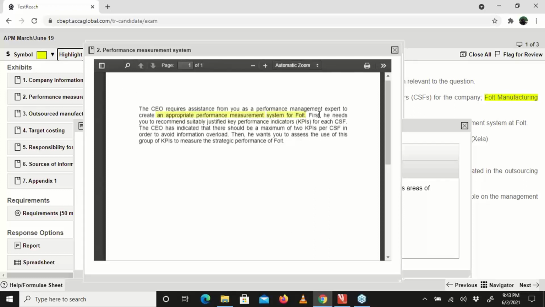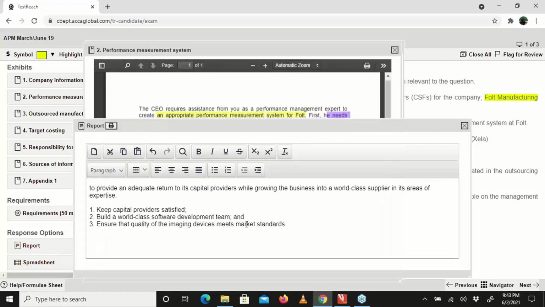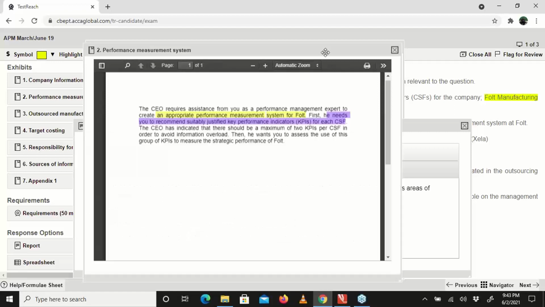First, he needs you to recommend suitably justified KPIs for each CSF. So for each CSF, he wants us to recommend the KPI. The CEO has indicated there should be a maximum of 2 KPIs per CSF in order to avoid overload. Then he wants you to assess the use of this group of KPIs to measure the strategic performance of Fault.